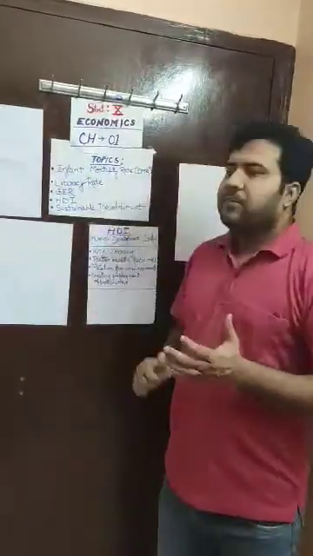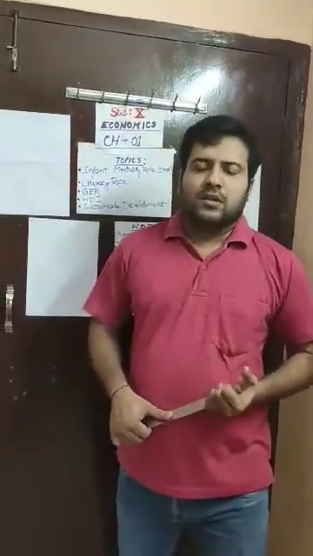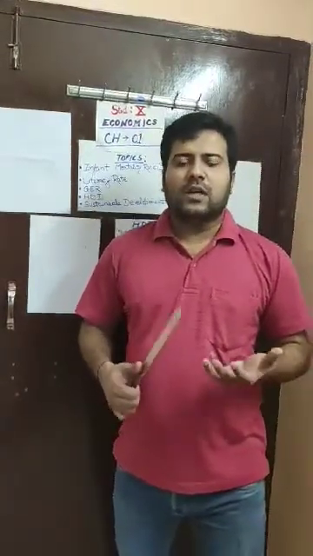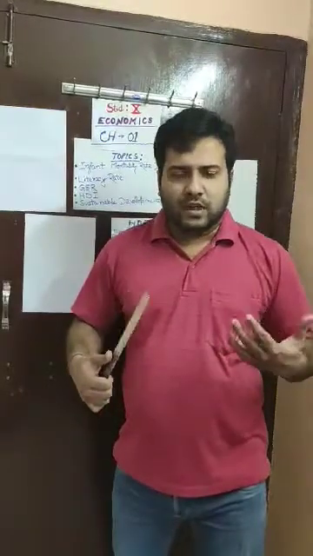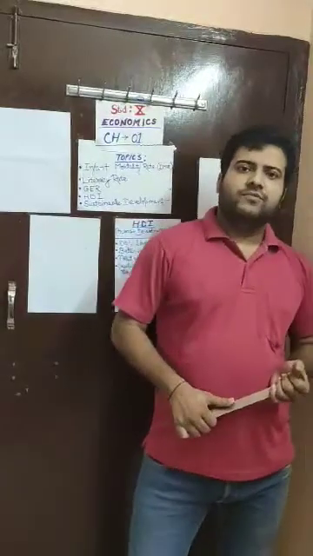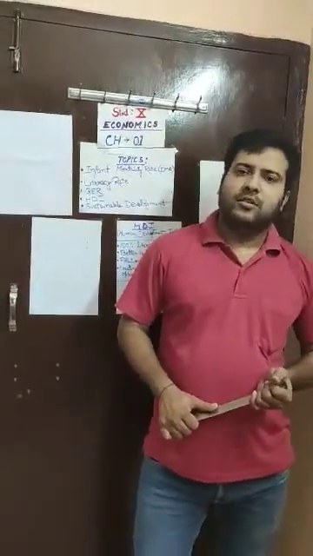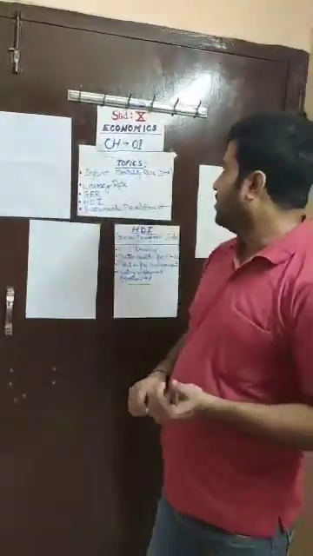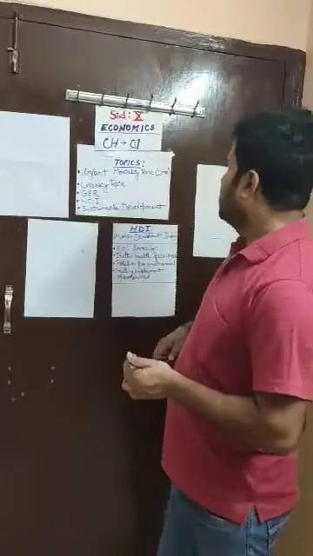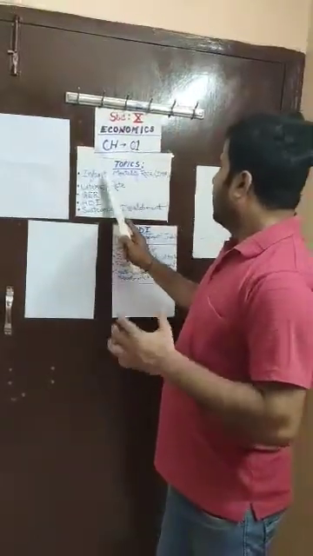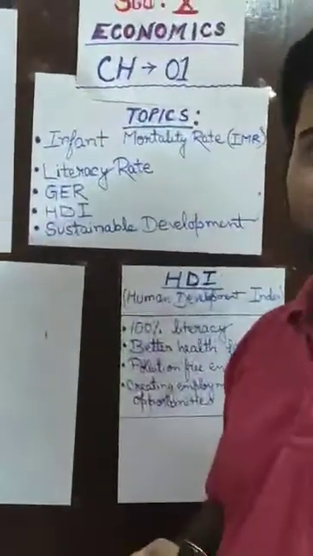Now, in the previous class, we have seen about development. We have seen about the development of a nation. We have seen about the development of human beings. We have seen about national income. We have seen about per capita income. So all these topics we have discussed in the previous class. Today we will discuss the other indicators of development.